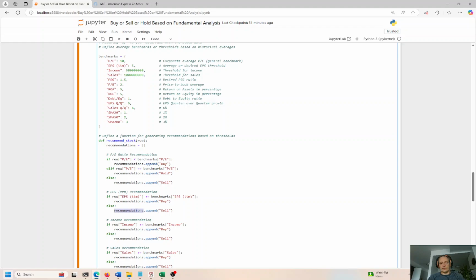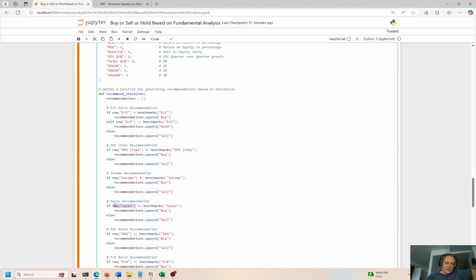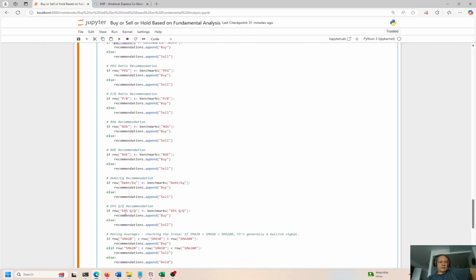You have to do a little research and understand what these financial metrics are doing, and then apply the right logic, right? So if income is higher than the benchmark, that's better. It means your company is earning more. The income is higher than the benchmark, buy it. Otherwise, we sell it. Same thing here. If sales is higher than benchmark, buy it. Otherwise, sell it. So it's the same logic throughout. You really have to understand these metrics. That's the key here to make these decisions. But otherwise, the logic is pretty straightforward.